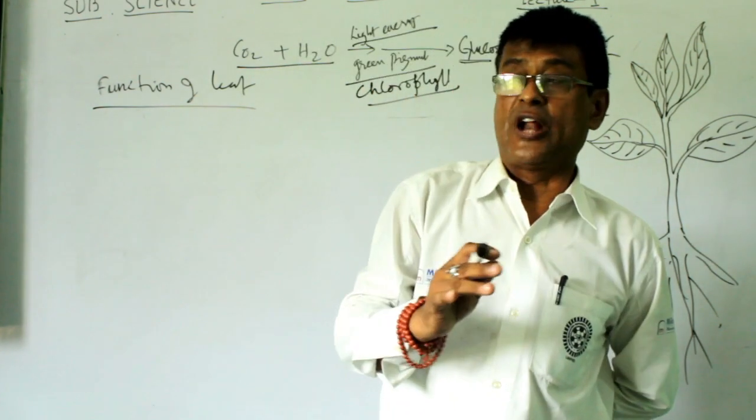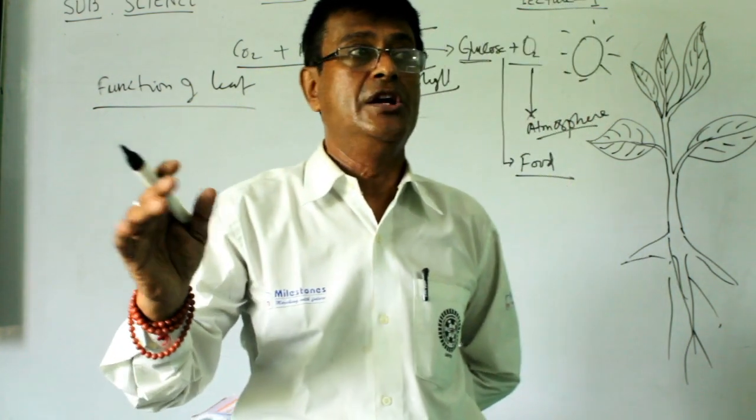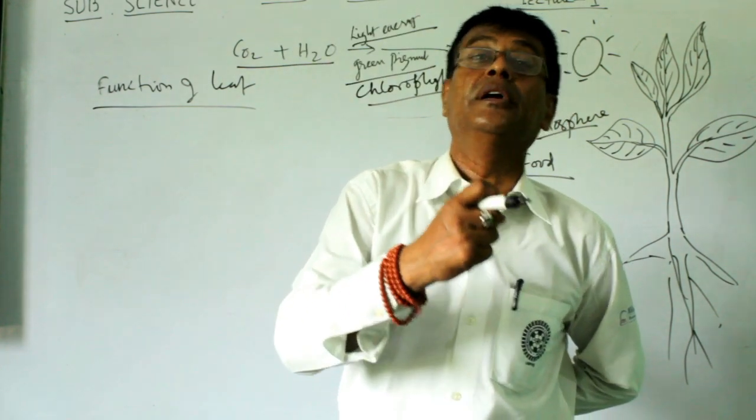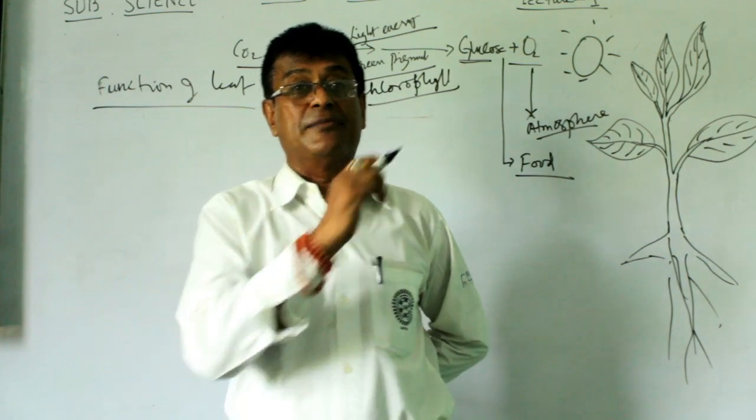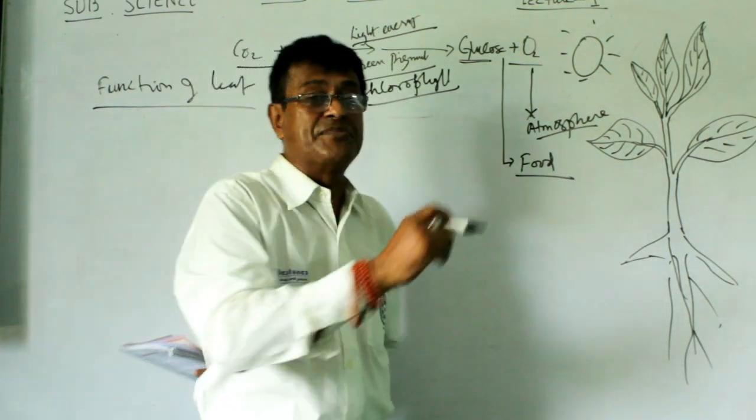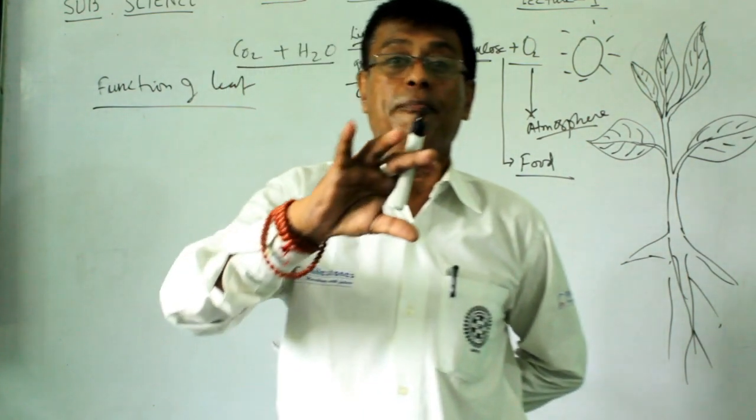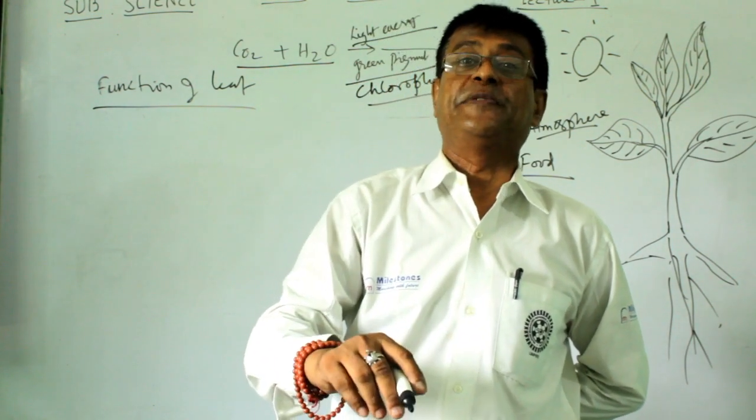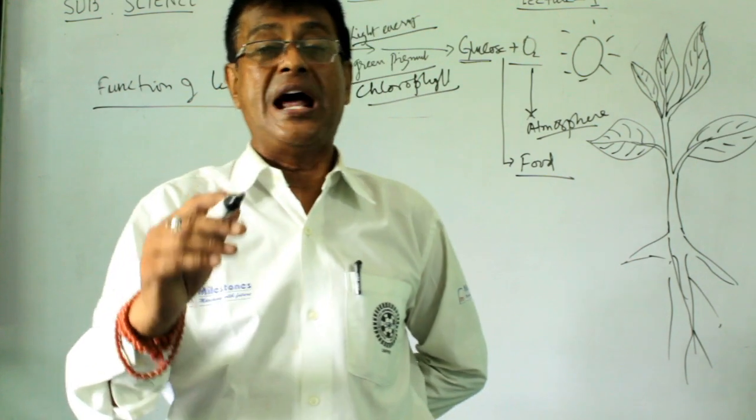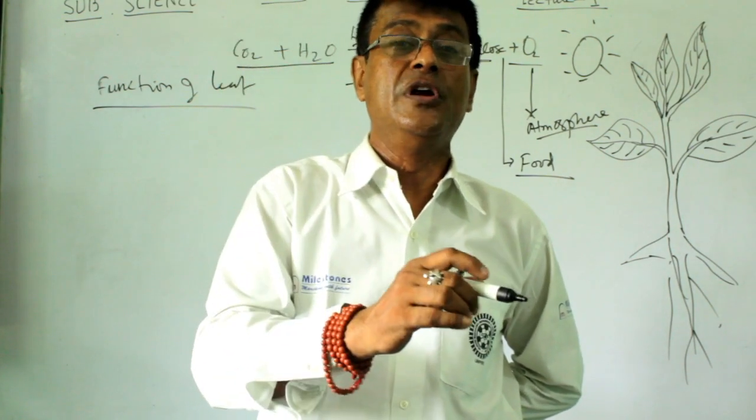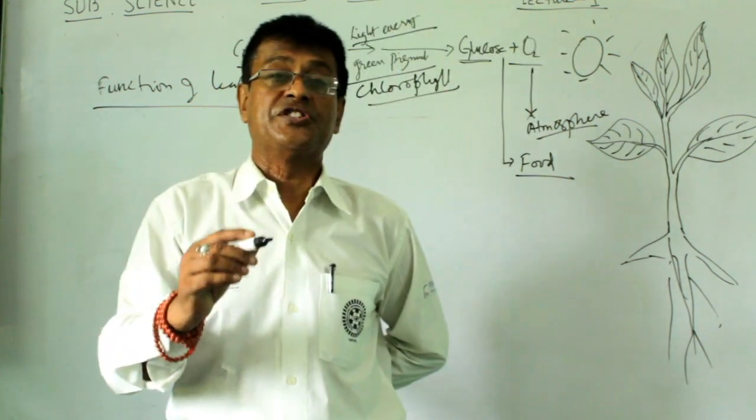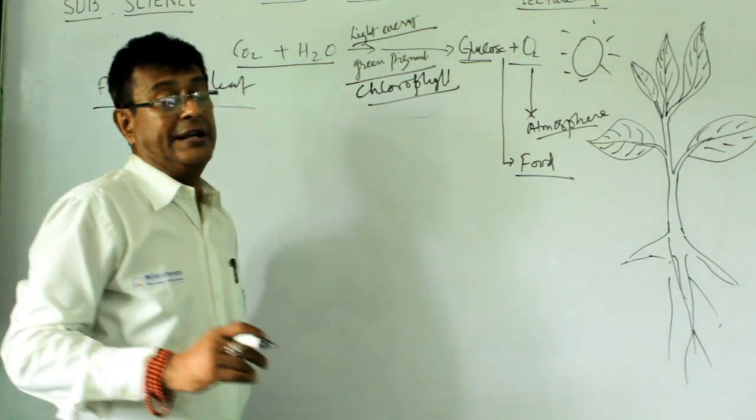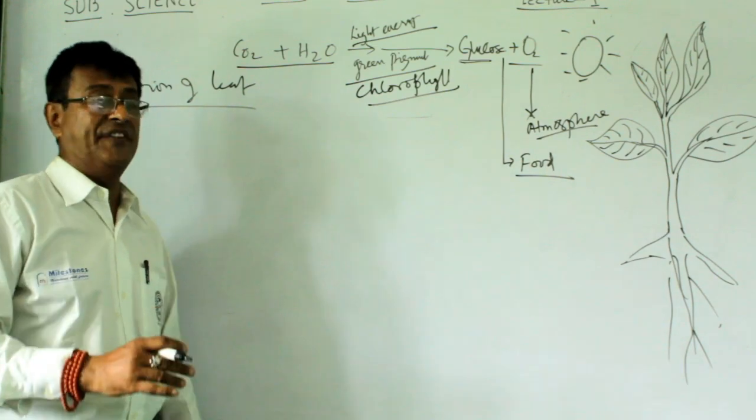Oxygen as a byproduct is released in the atmosphere to make up the oxygen which has been used by us, and carbon dioxide comes out to maintain the balance of nature. We leave carbon dioxide after respiration, which the plants take to prepare their food. Now, let us see what are the functions of a leaf.